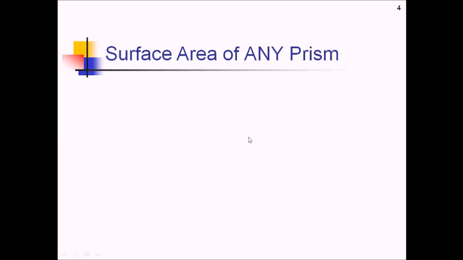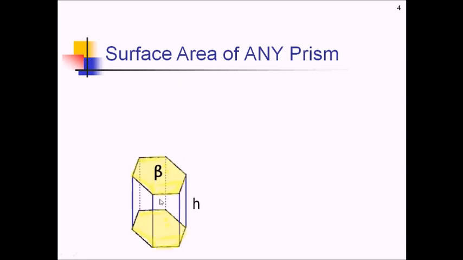You might notice that there's a surface area formula or two on your MCAS formula sheet for rectangular prisms. But what about any prism, even if it's not a rectangular one, like this prism here? So we're going to talk about a general formula for surface area. So this prism here, we could have a net that looks like this.